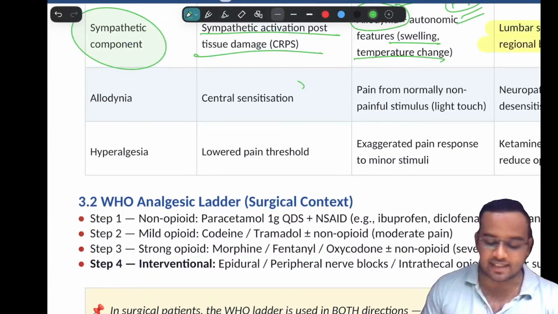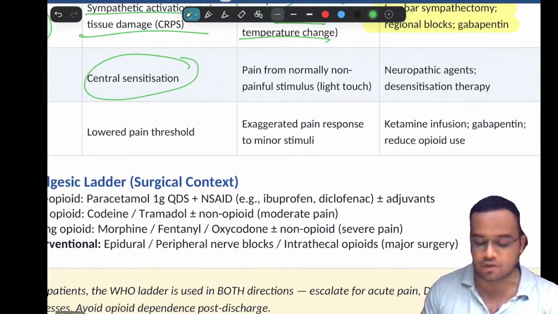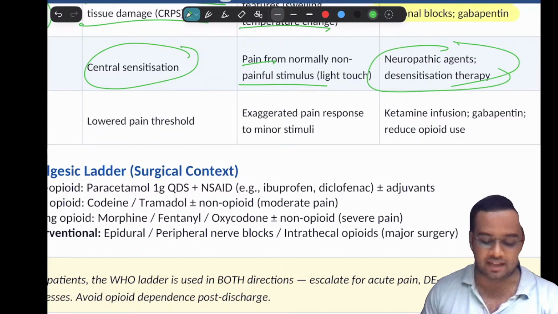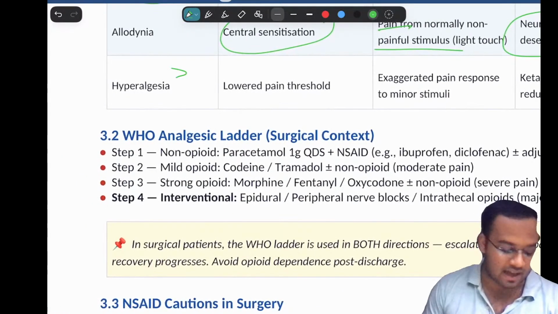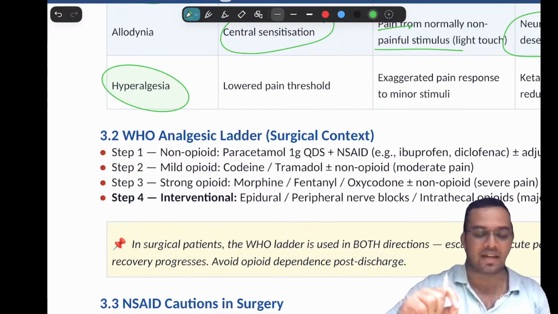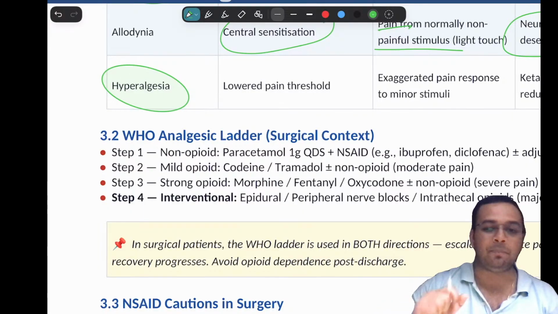Then comes central sensitization. It is because a non-painful stimulus causes pain, and here you are going to give neuropathic agents. And what is hyperalgesia? Hyperalgesia is when a small painful stimulus is applied, so you pinch the skin very lightly. There are a few people who are very hypersensitive to pain. Whenever you give them a light pinch, they wince as if they are falling from a 10th floor building.